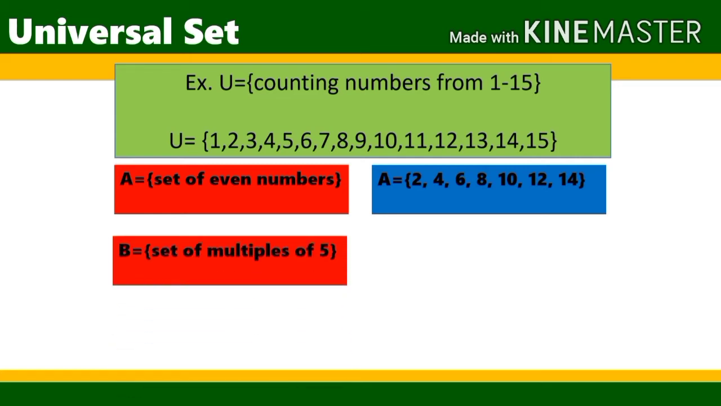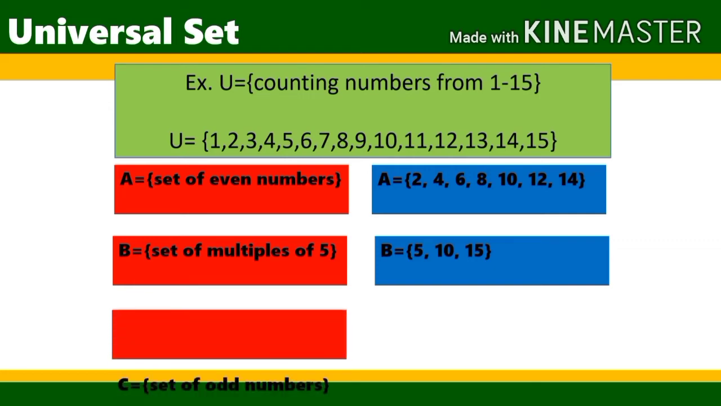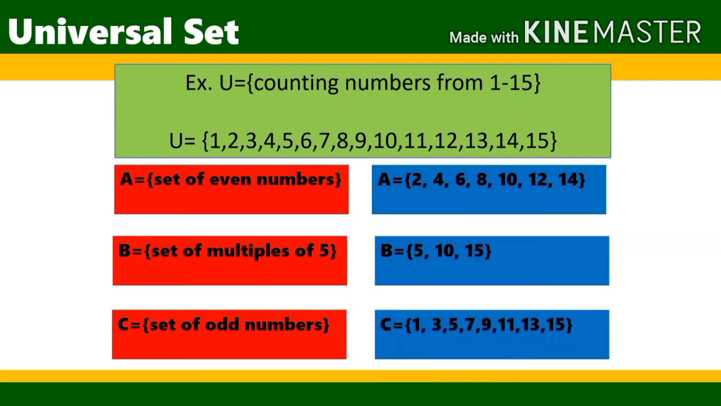Next one, set B, the set of multiples of 5. From the universal set, we're going to identify the multiples of 5. We have 5, 10, and 15. Next one, letter C, the set of odd numbers. We have 1, 3, 5, 7, 9, 11, 13, and 15. So that is how to identify or give the elements of given sets from the universal set.